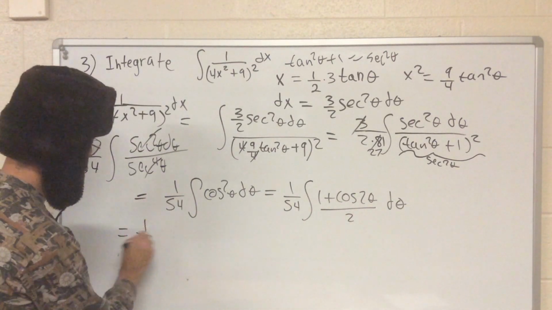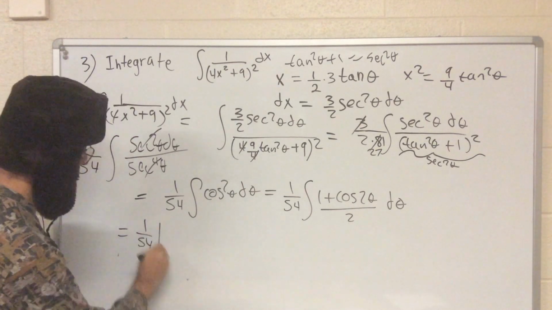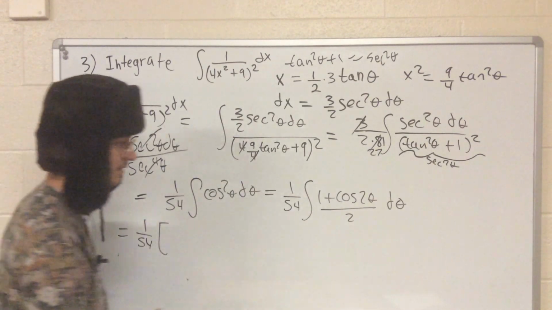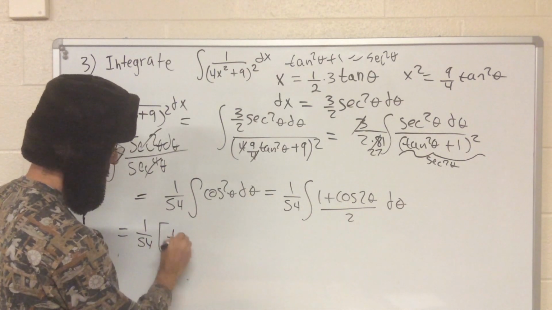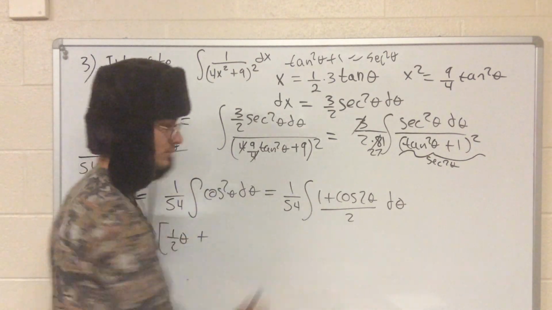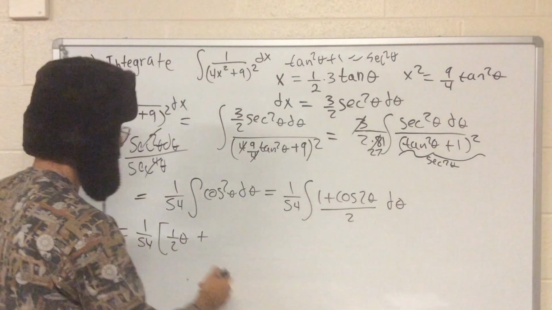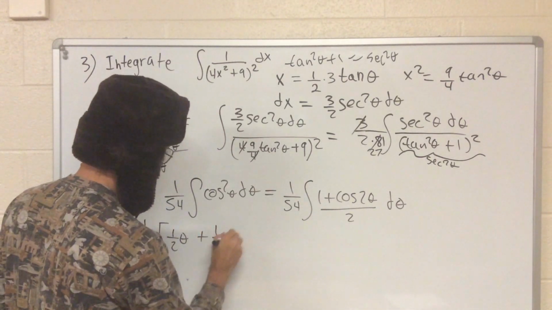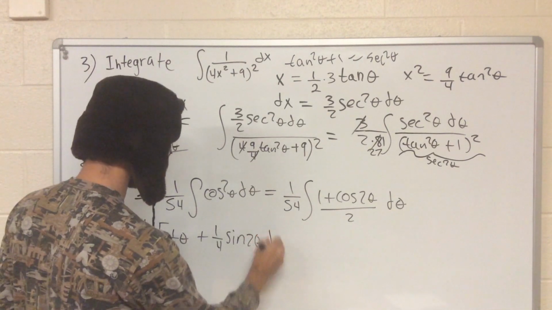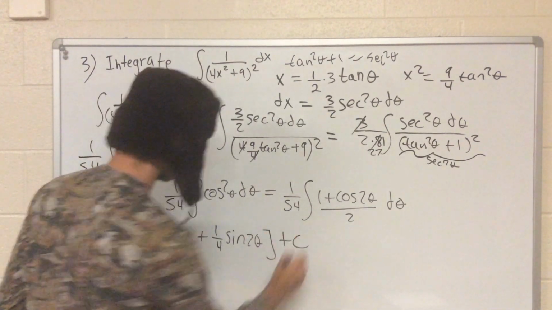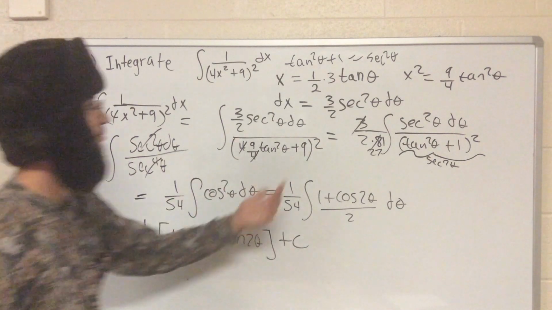So we have 1 over 54 times the integral of 1/2 d theta, which will just be 1/2 of theta, and then we have plus the integral of cosine 2 theta over 2, which will be 1/4 sine 2 theta, and then all of that plus c. And of course, don't forget to substitute back into theta.